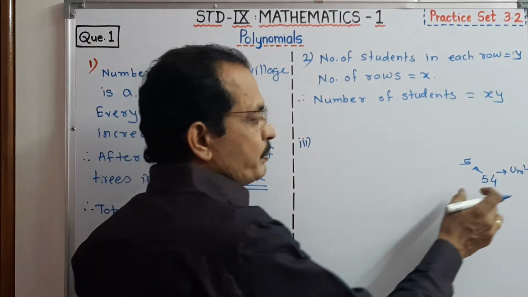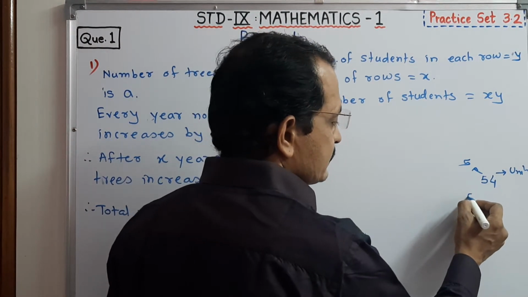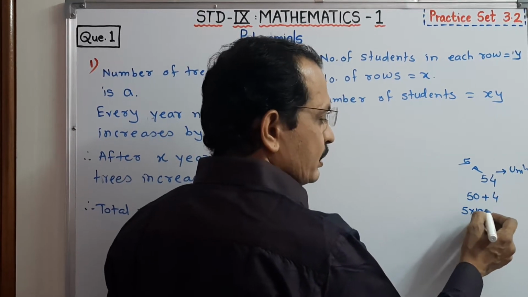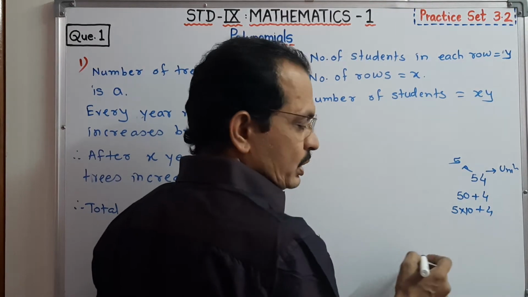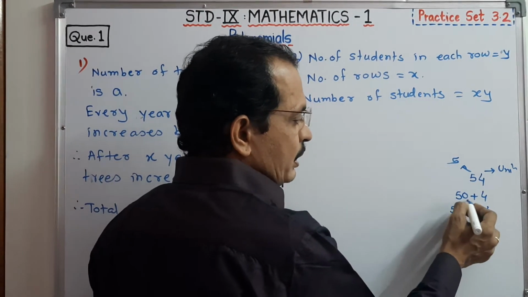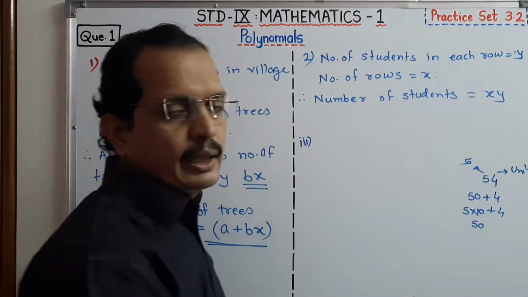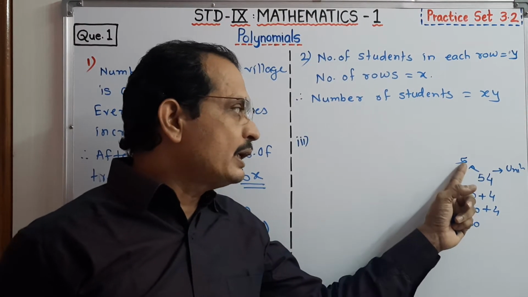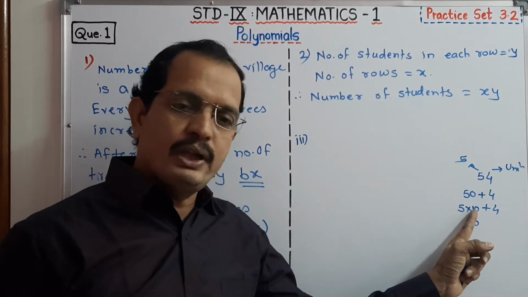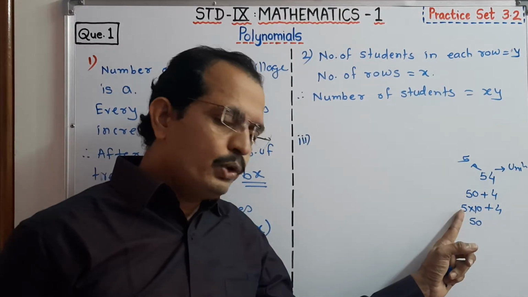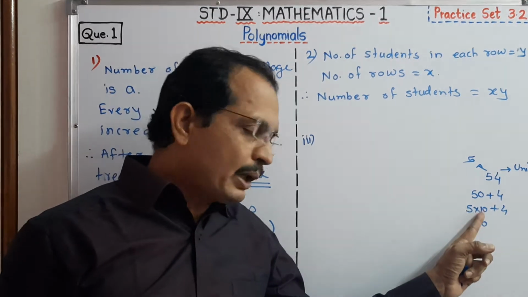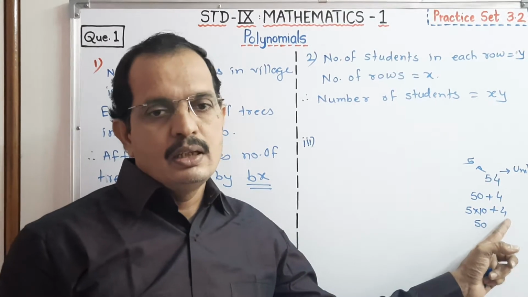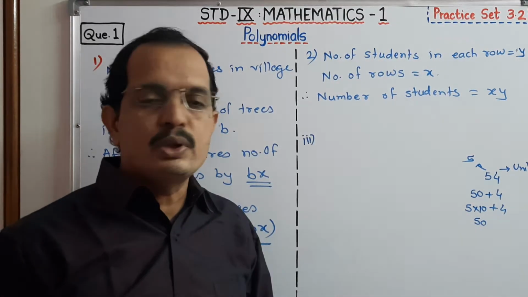And how is this 54 formed? It is 50 plus 4. This 50 means 5 into 10. 5 into 10 is 50, plus 4 is 54. That means if we have to form a two-digit number, see here, the number at the tens place multiplies with 10, plus the number of the digit at the unit place. In this way the two-digit number is formed.